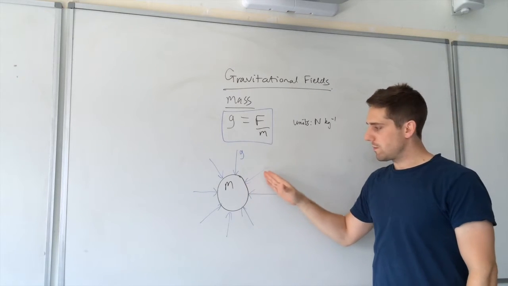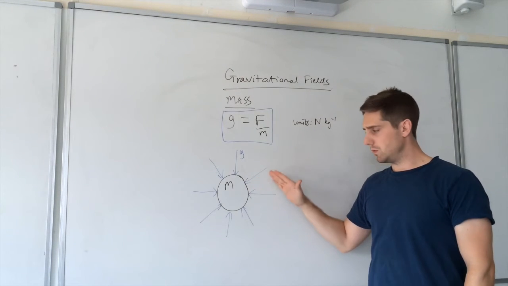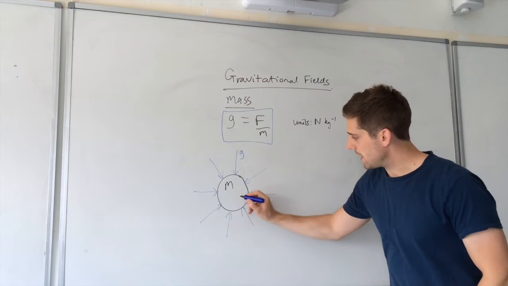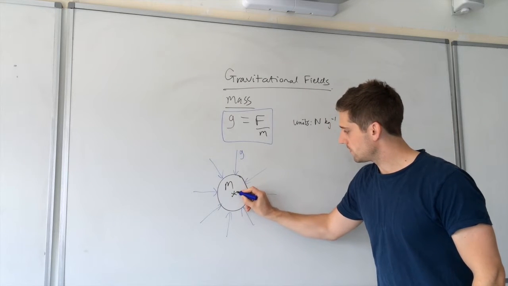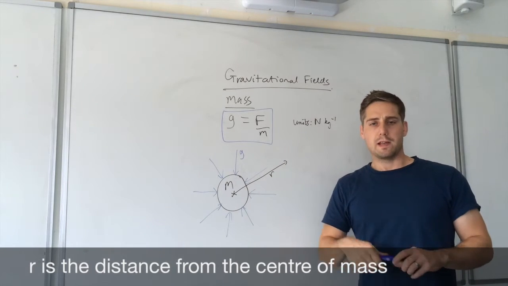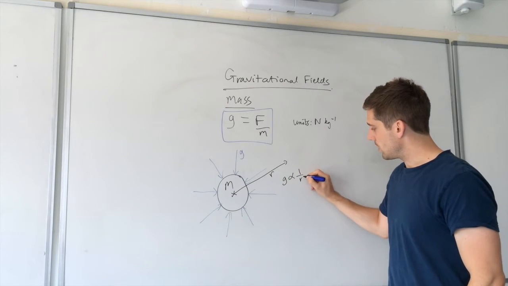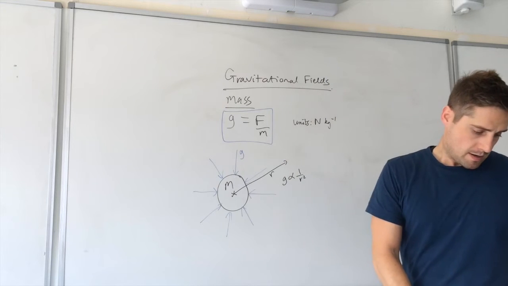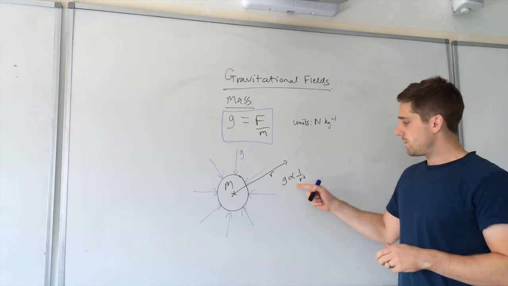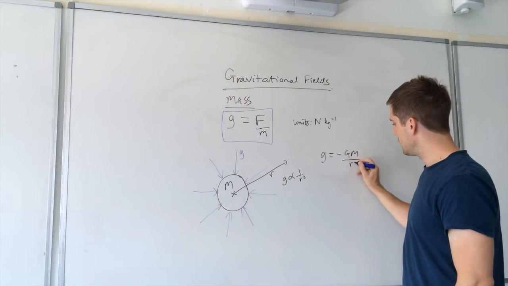As you move away from the mass, the gravitational field strength will reduce. So it gets smaller as you move away from it. And the reference point is always the centre of the mass. So from the centre of the mass, as you move away, we call that distance r, g decreases according to an inverse square law. So g is proportional to 1 over r squared. You've seen an inverse square law before when we looked at wave intensity. The full equation then is g equals minus Gm over r squared.